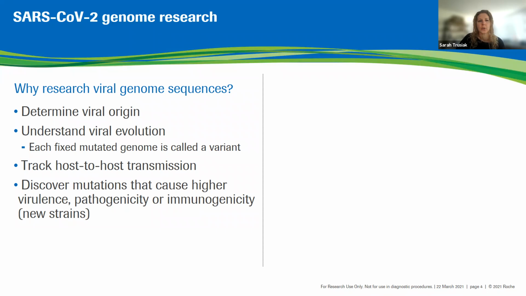Additionally, you can track host-to-host transmission of a virus. This is particularly important at the beginning of the pandemic, and a lot of the SARS-CoV-2 genome research was around that. And finally, and importantly, you can discover mutations that can cause higher virulence, pathogenicity, or immunogenicity of the virus. And these new biological properties can lead to new viral strains.